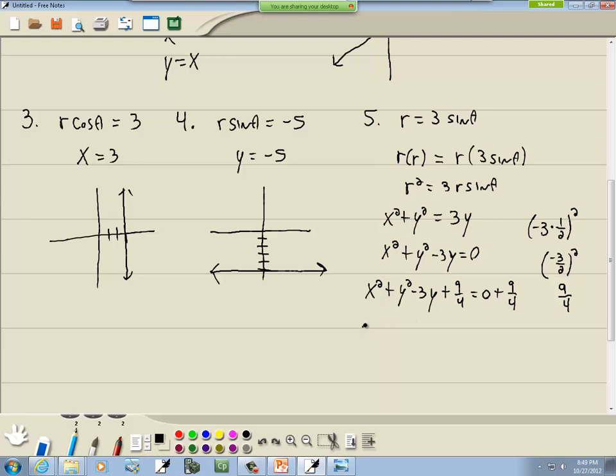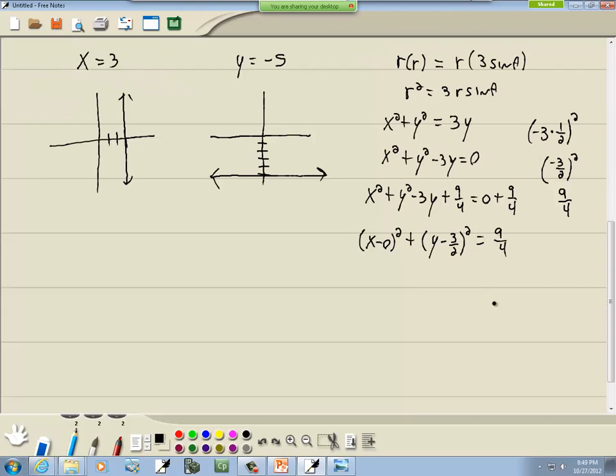Now the x squared, I can rewrite that as x minus 0 squared. I can factor the y's here. This factors as y minus 3 halves squared equals 9/4. Now this is in standard form for a circle.